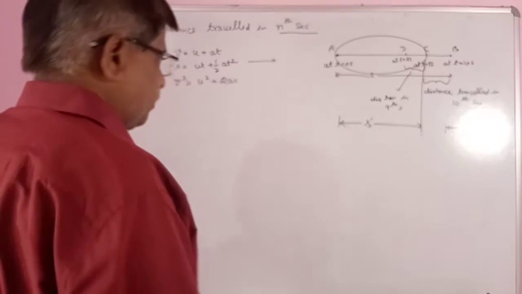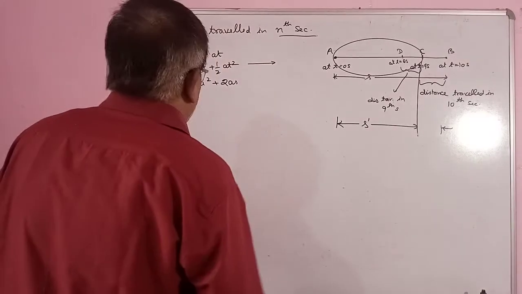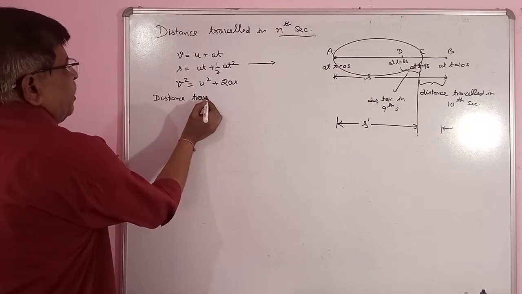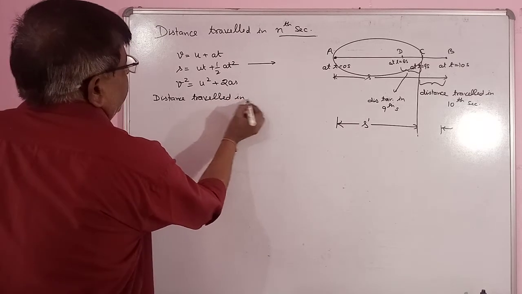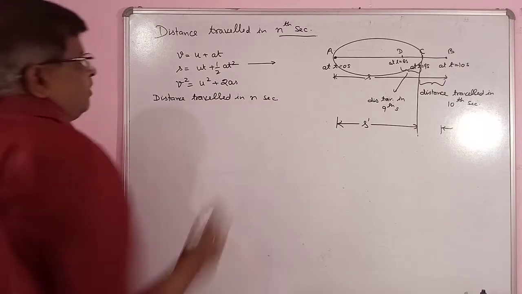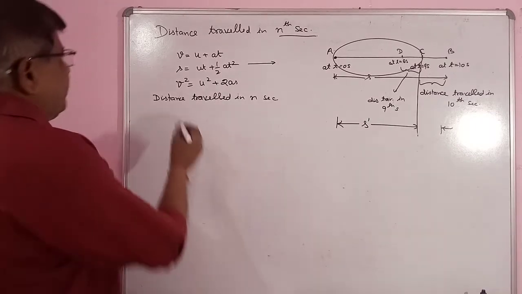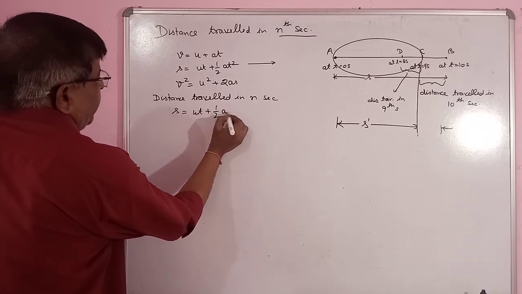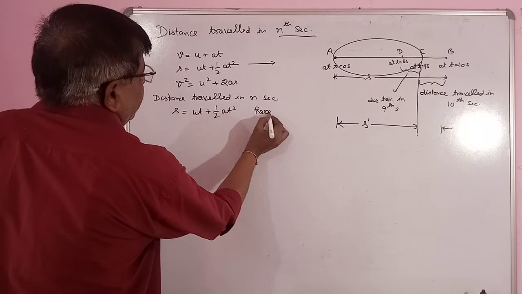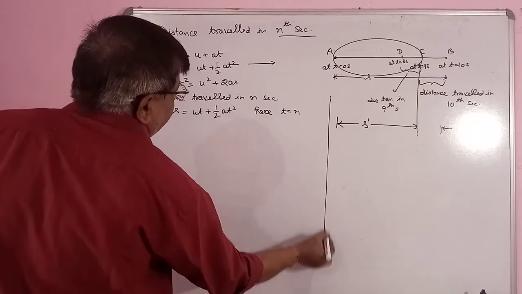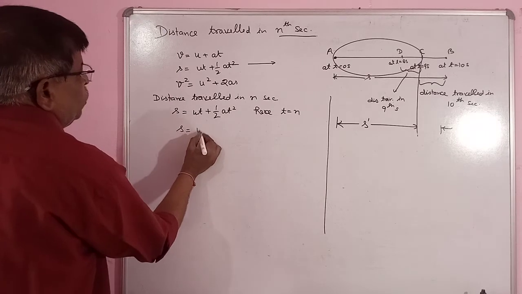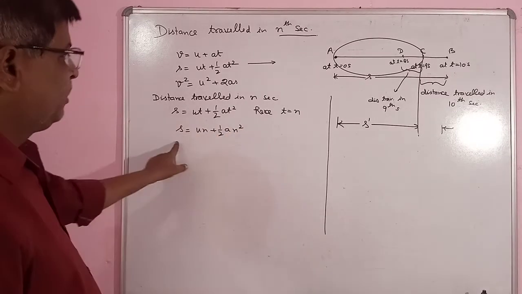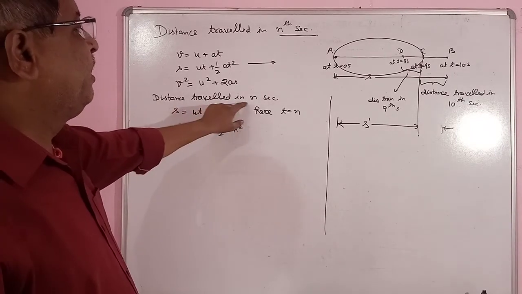Okay, so this is the distance traveled in n seconds. S equal to ut plus half at square. Here t equal to n. So we can put un plus half an square. This is our distance traveled in n seconds.